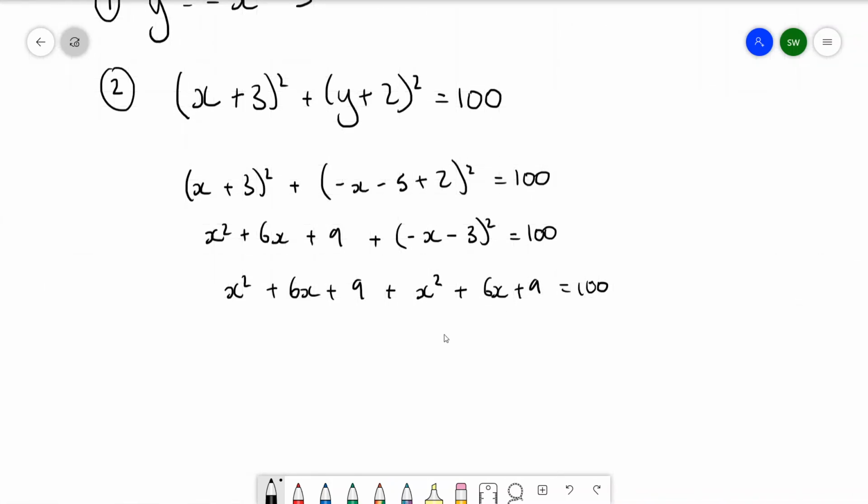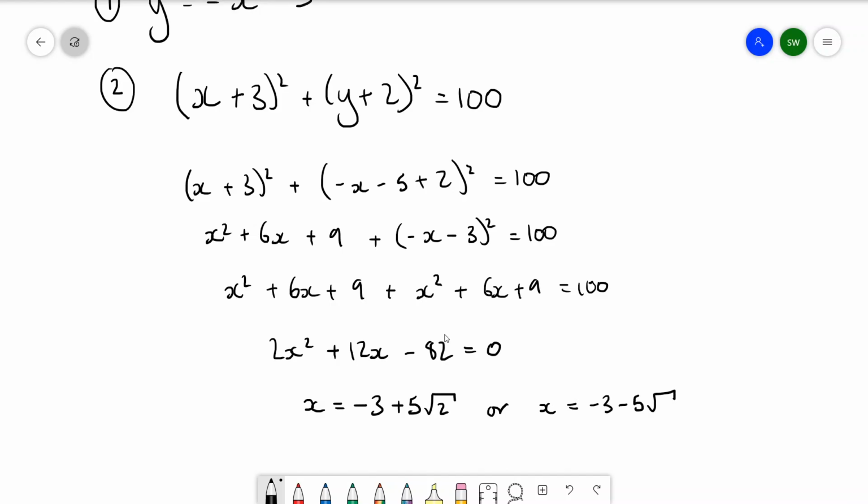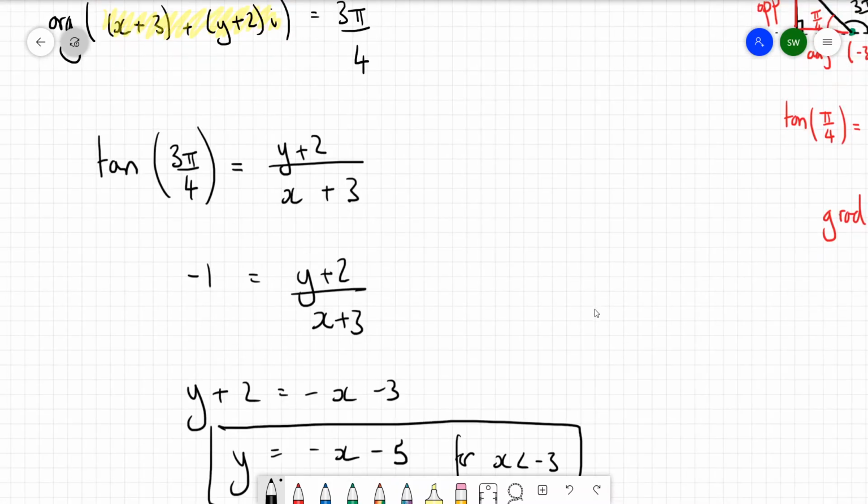So we've got a quadratic which we can solve. We're going to have 2x squared plus 12x minus 82 equals 0, and if we solve that, we're going to have two solutions for x, either x equals minus 3 plus 5 root 2, or we'll have x equals minus 3 minus 5 root 2. Well, let's go back to our drawing and check what we're actually looking at.